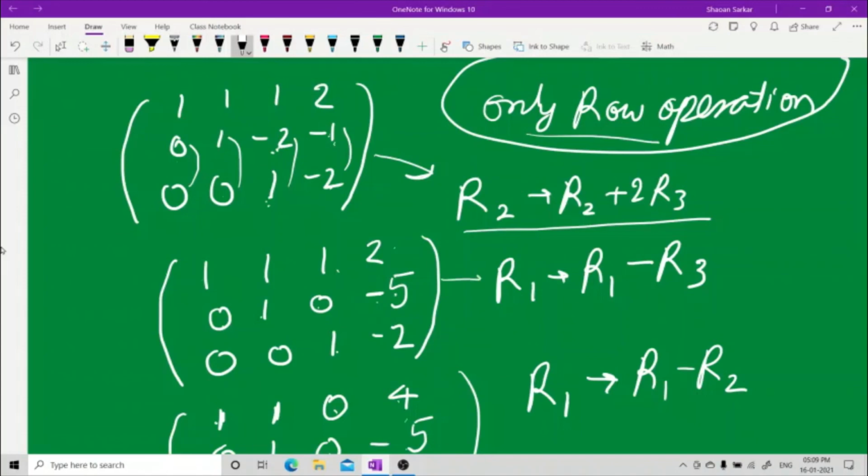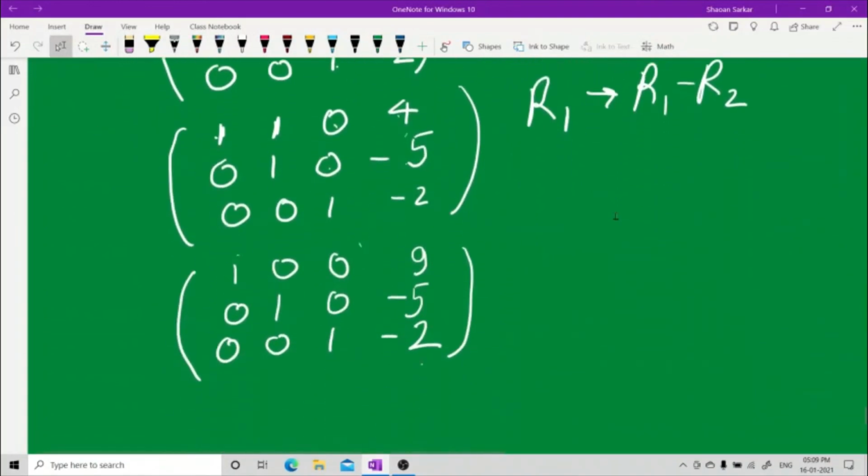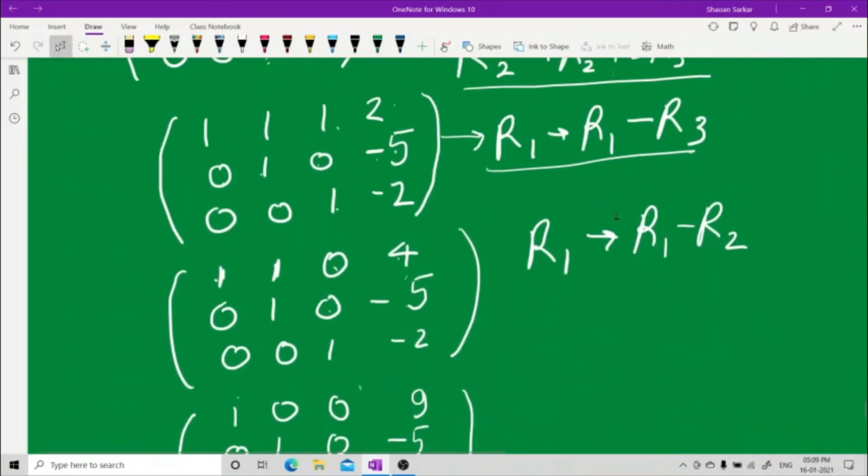Now on this matrix, when I use this operation, R1 is R1 minus R3. I write the second row as it is, and I write the third row as it is, and then what I do is that I subtract R1 minus R3. 1 minus 0 is 1. 1 minus 0 is again 1. Then here, 1 minus 0 is 1.